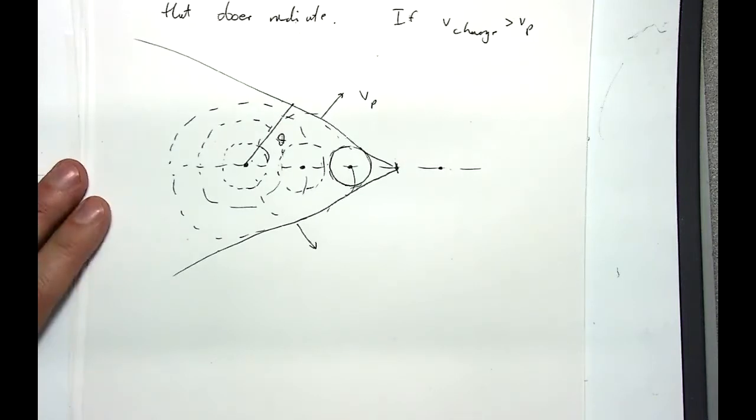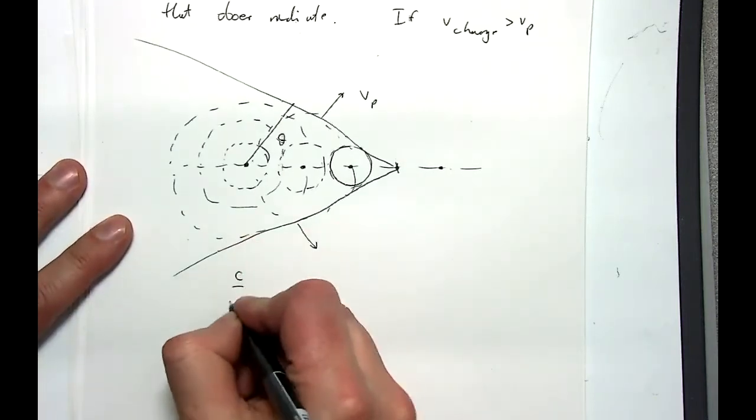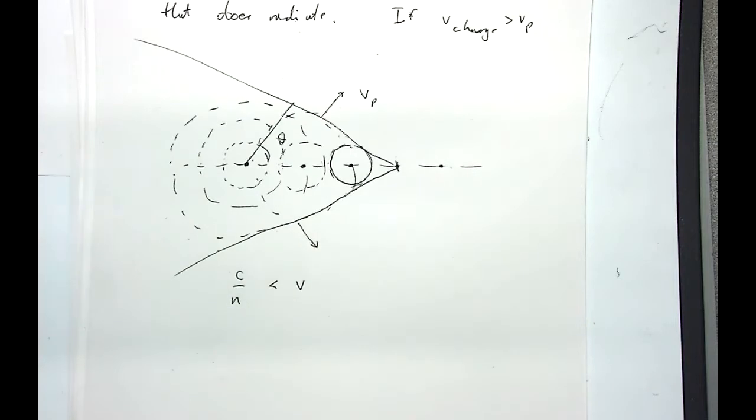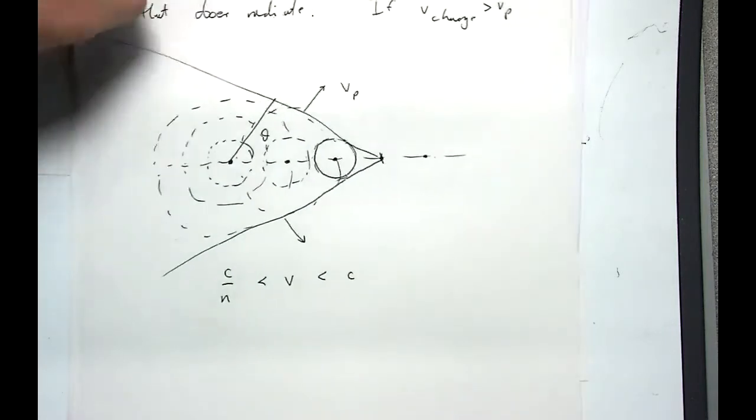So the required speed V must be bigger than c over n, where n is the refractive index, and obviously it must also be less than c, the speed of light, because the charges can't go faster than light. So let's put an example in and figure out what these are.